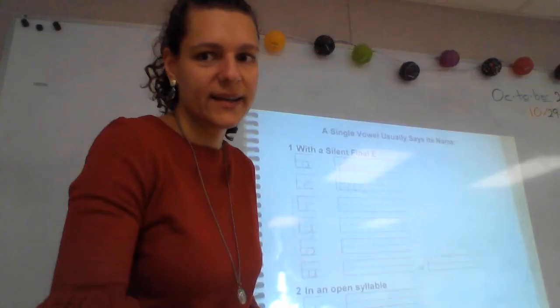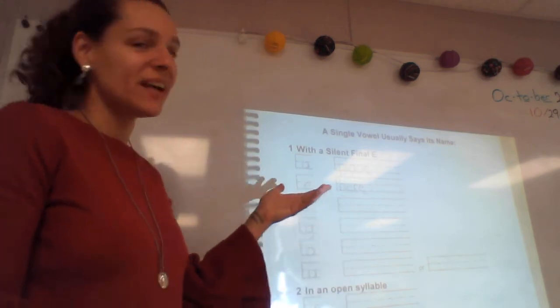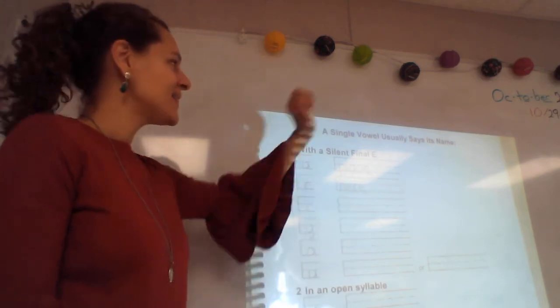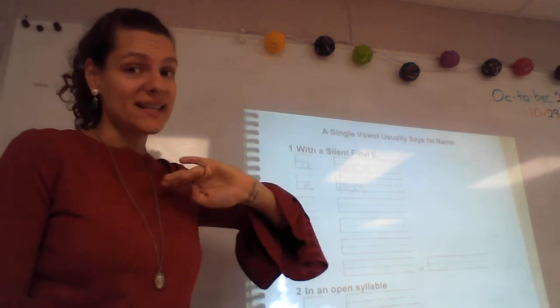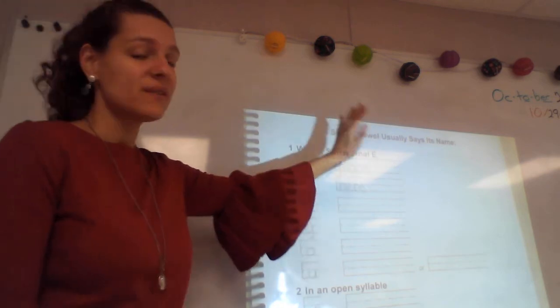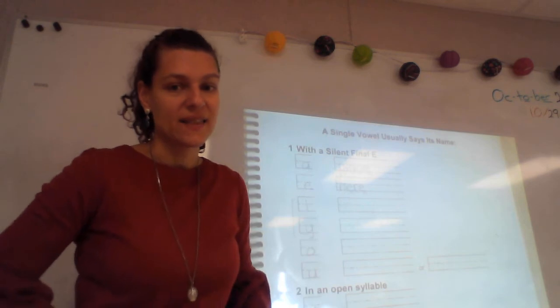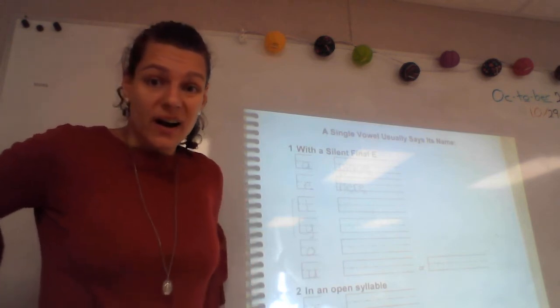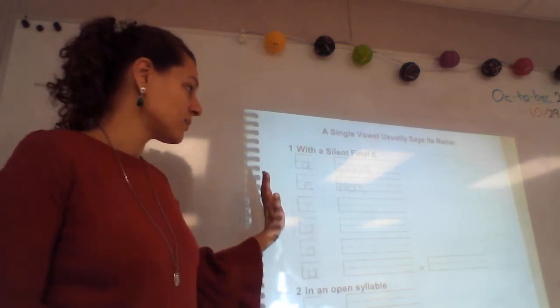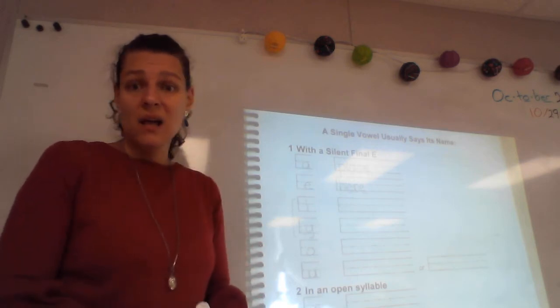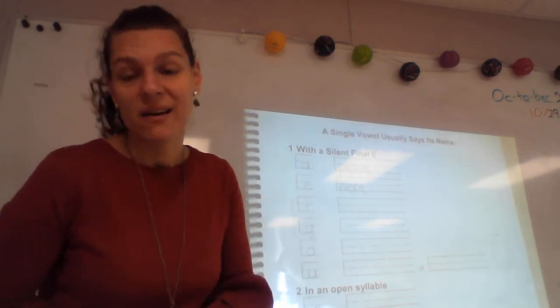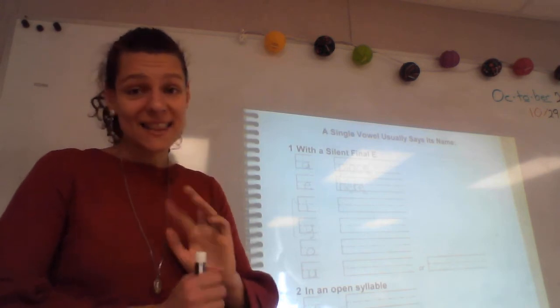So our next page is page 11. Turn to page 11. All right, page 11. This is a single vowel usually says its name. So these are the 3 different ways our vowels can say their name. When I was looking over our quizzes, I realized we need to review this because a lot of us were just thinking we could just randomly make a vowel say its name. And that is not the case.